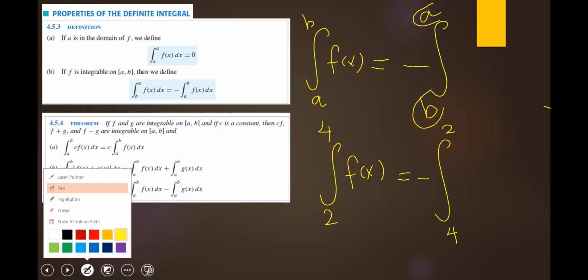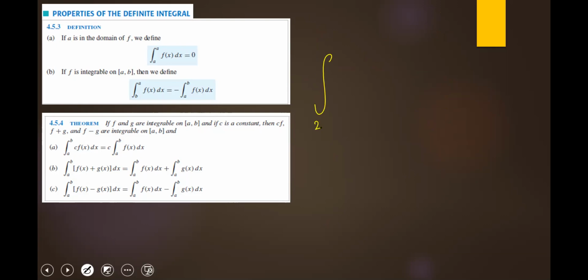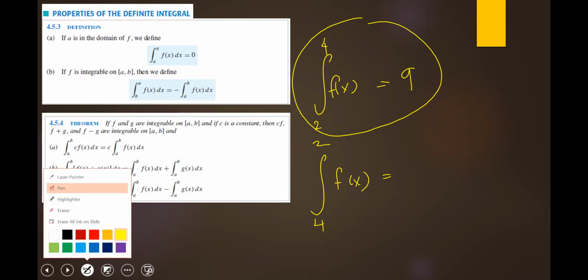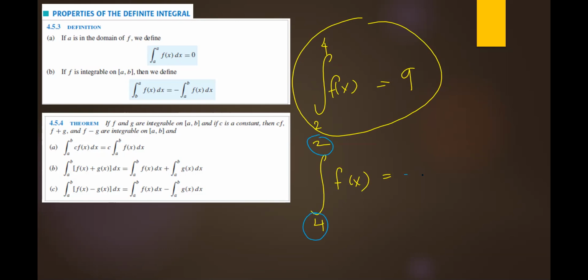How can it help you? As an example, if I told you that the integration from 2 to 4 for f of x is 9, and I asked you to give me the integration from 4 to 2 of f of x, what do you have to do? The given information is an integration from 2 to 4, but I asked for the integration from 4 to 2. As you see, they have the same numbers, but I changed the order. So it's negative the integration from 2 to 4 of f of x, or you can say it's negative 9. Is it clear? Yes, teacher.